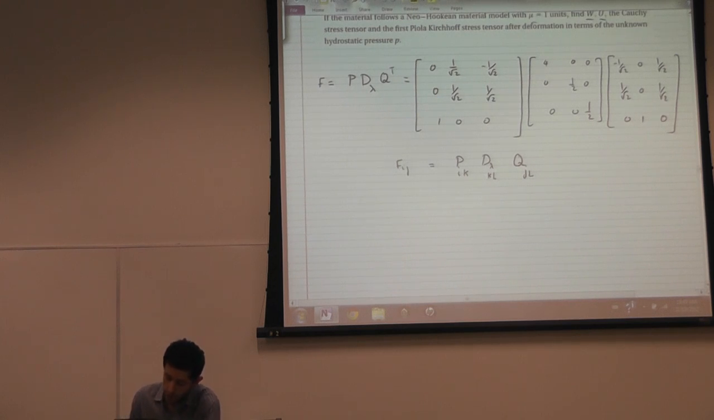Now these two matrices are invertible. They're rotation matrices and they're invertible. So I know that F is equal to P D lambda Q transpose. So D lambda is equal to P transpose F Q, so D lambda_ij is equal to P_ki F_kl Q_lj, i at the beginning, but this is transpose, so it's here, j at the end, k, k, l, l.